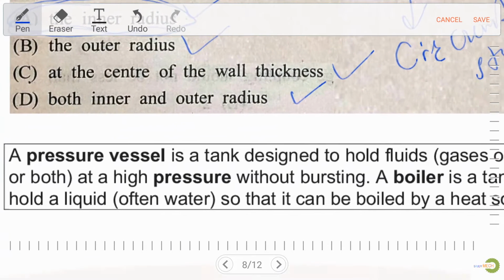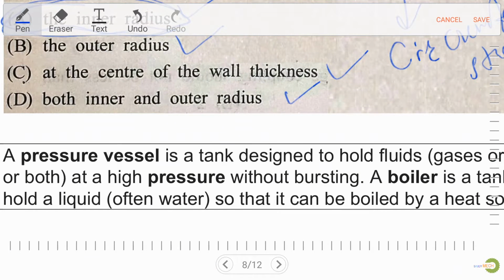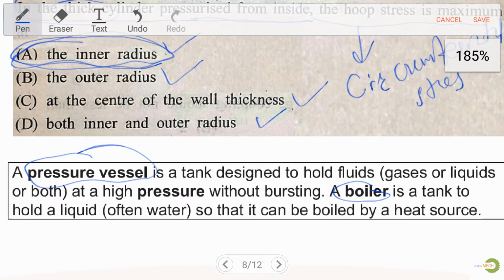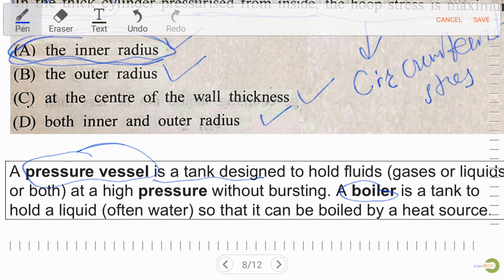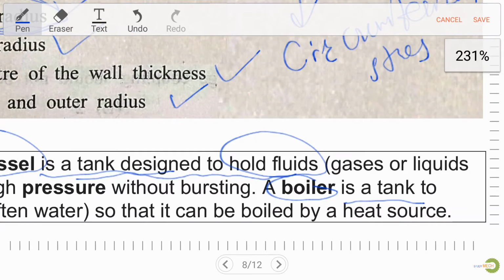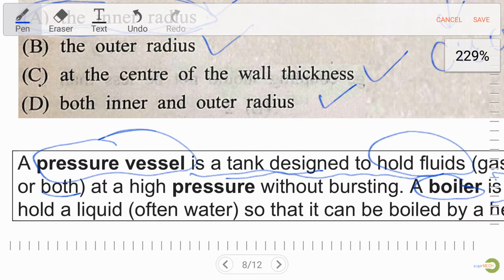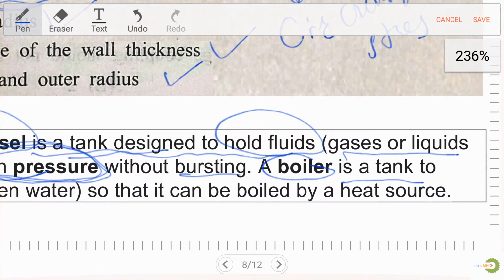Now let's discuss what is the difference between a pressure vessel and a boiler. So let's see. A pressure vessel is a tank and a boiler is also a tank, but a pressure vessel is a tank designed to hold fluids, gas or liquid or both, at high pressure. Always remember these keywords: high pressure, without bursting.